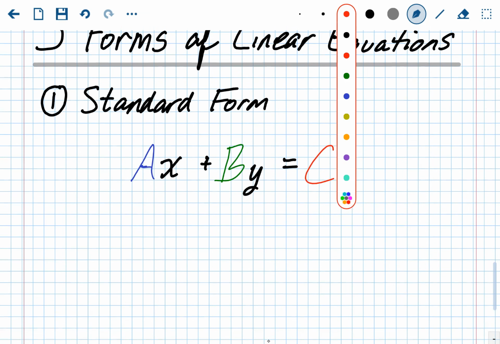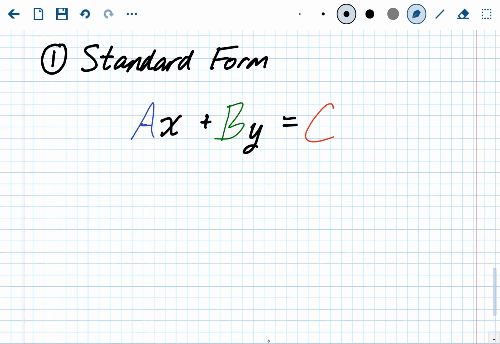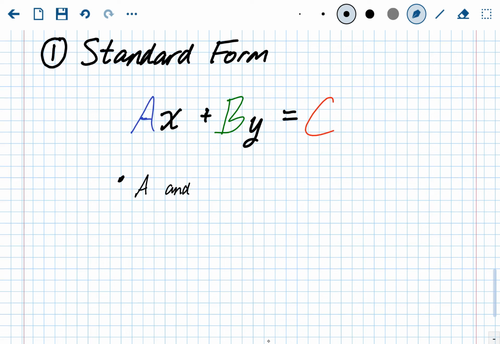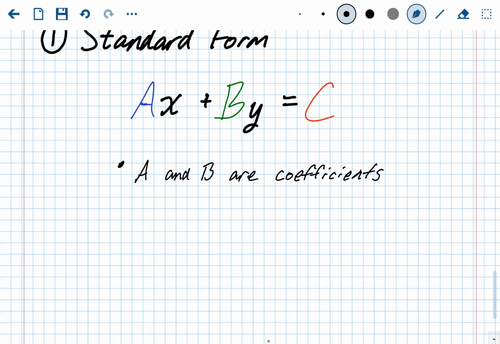Some things to note in this form. A and b are in front of variables, so a and b are coefficients. A is in front of the x value, b is going to be in front of the y value. Together, ax and by are your variable terms.